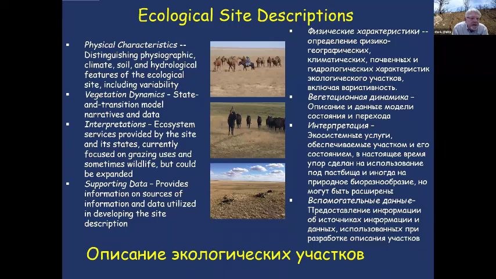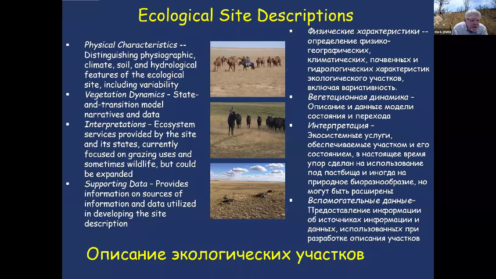Physical characteristics, distinguishing physiographic things like climate, soils, hydrologic features of the ecological site, including variability. Vegetation dynamics, the state and transition model. That is the heart of an ecological site, the development of state and transition models. These are the different pathways that one plant community can move as it degrades to a second one, maybe a third one, and eventually it can cross a threshold and cannot return to the desired plant community. We'll go over that in much more detail in this presentation.